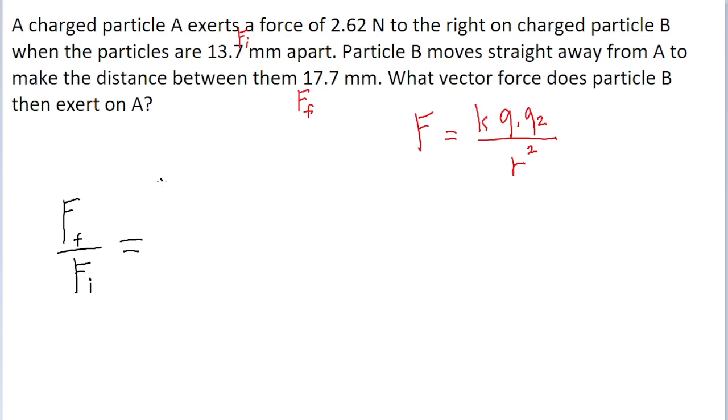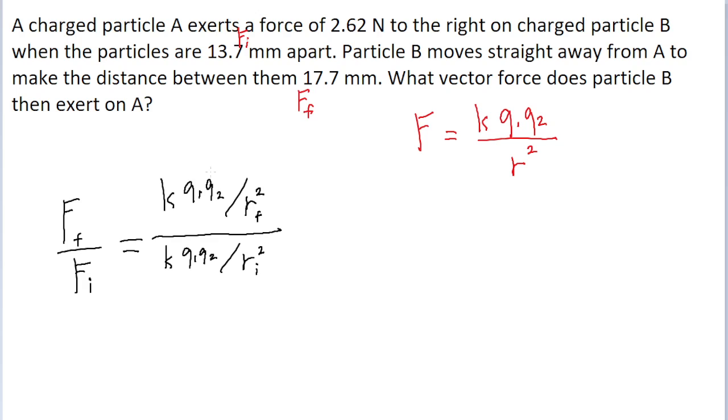So for the final force, we've got the Coulomb constant multiplied by the product of the charges, Q1 times Q2, divided by the final distance between the two particles, or R sub F, squared. And this is divided by the same Coulomb equation, but now for the initial case, where the distance is R sub I, the initial distance. So again, that's the Coulomb constant K, multiplied by the product of the same two charges, because the magnitudes of the charges have not changed, we're still dealing with the same two particles, divided by R sub I squared, the square of the initial distance between them.